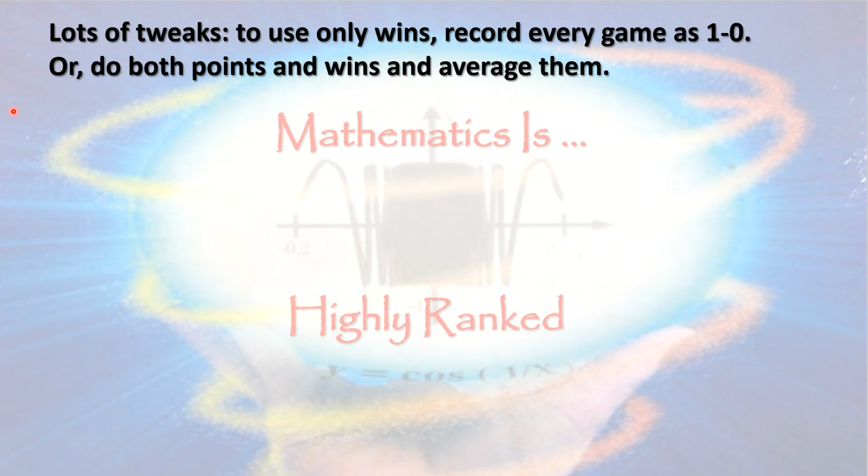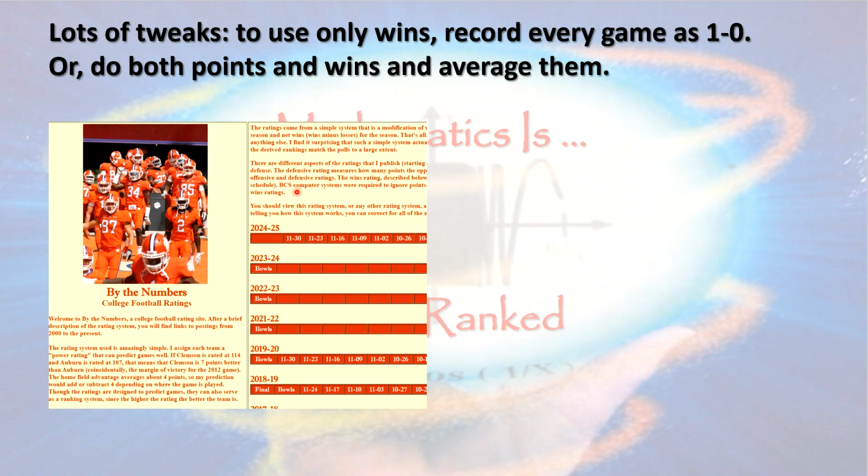There are numerous tweaks that can be made to these ratings. For example, sports fans will object that this is all about points and not about whether A wins its games or not. To use wins, just record every game as 1-0. 1 point for a win, -1 for a loss. Or do both points and wins and average them together. This is what I do in my system that I call By the Numbers. The system can be adapted to any sport that keeps score.